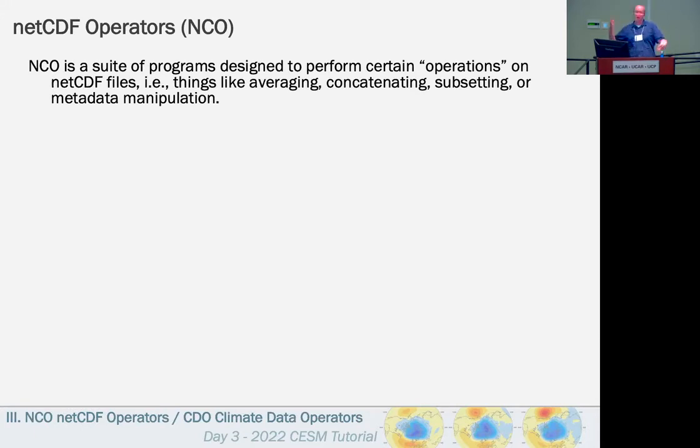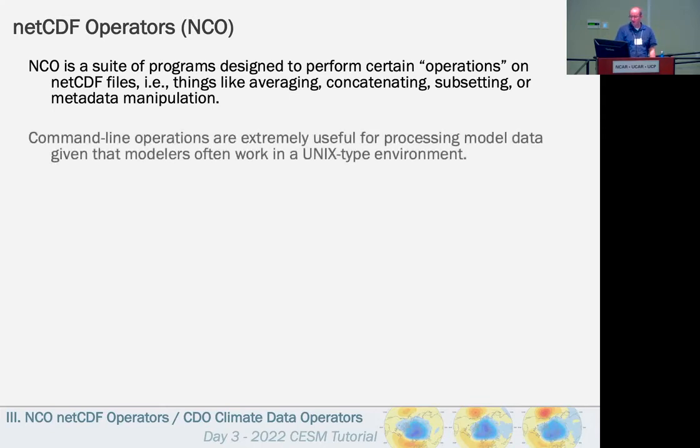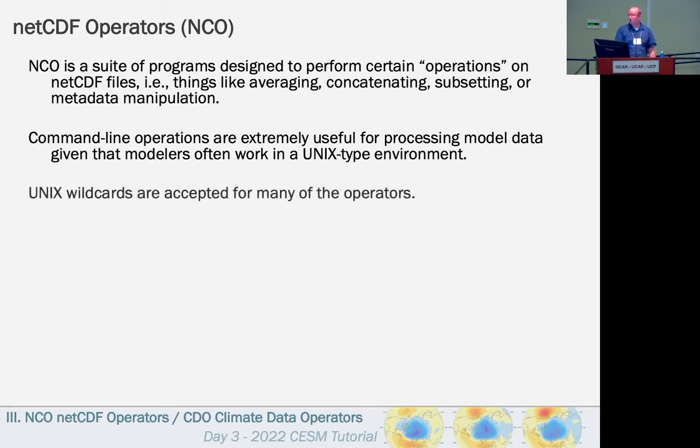Okay, so you have NetCDF files. A lot of times you want to do things to them. And one of the best ways to do things to them is with the NetCDF operators, which are command line functions. Here's what I just said. One of the big advantages with these is you can use what are known as wildcards. So let's say you had 20 files in a directory and you wanted to average them all. You won't have to type every single file. You can just say something like file star.nc and it'll grab all of those files.